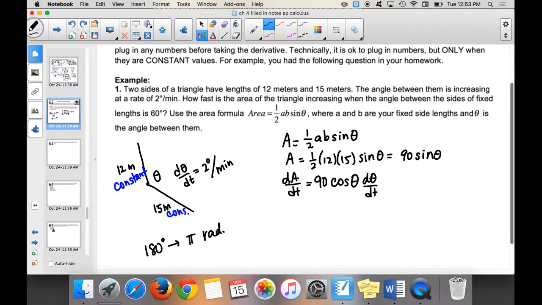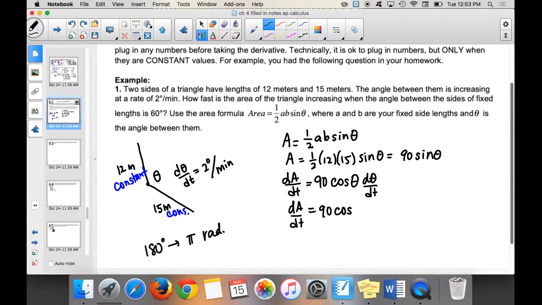Radians is like a name that we made up. It's not like a unit. What's a radian? Radians is not like feet or inches or anything like that. It's nothing. Radians is, pretend it's not there. It's just saying 180 degrees equals pi. So when we plug this in, we're going to have dA over dt equals 90.